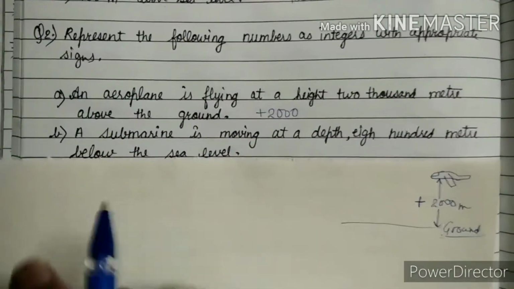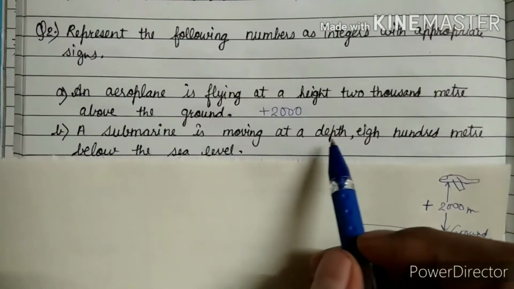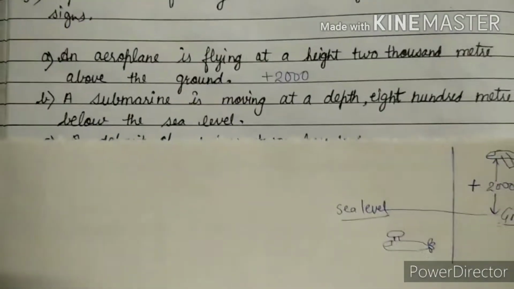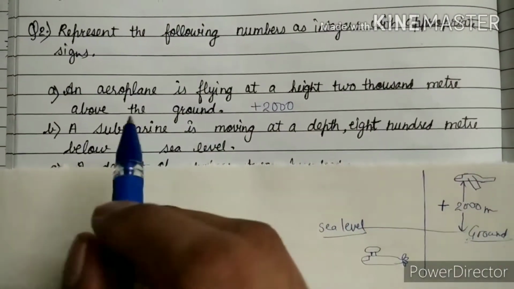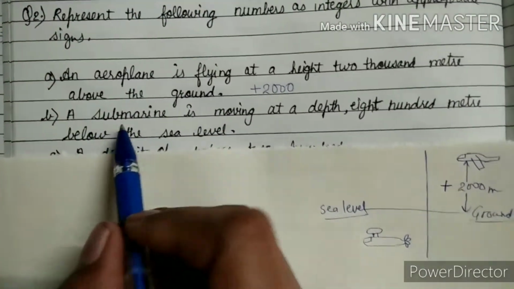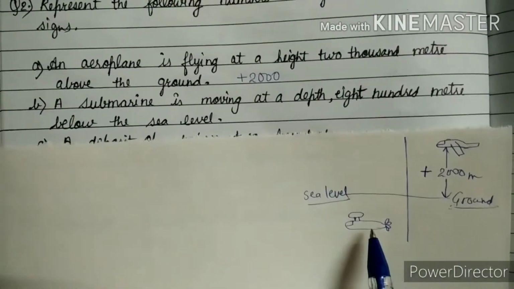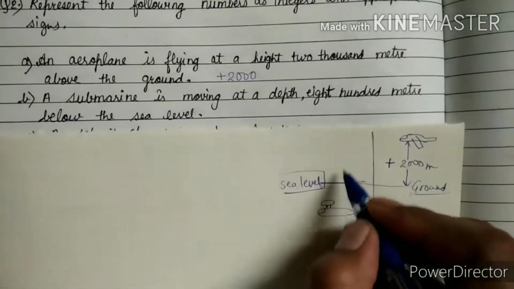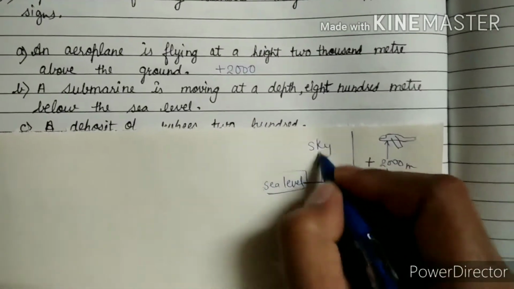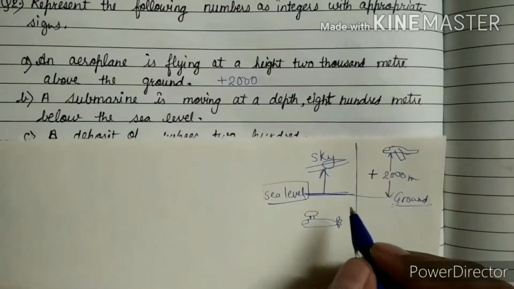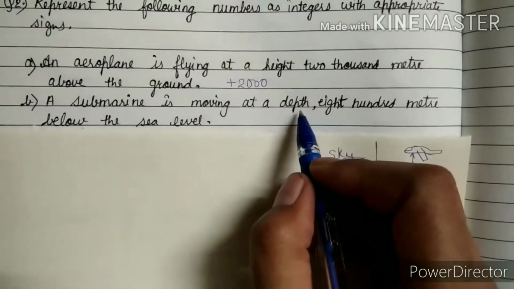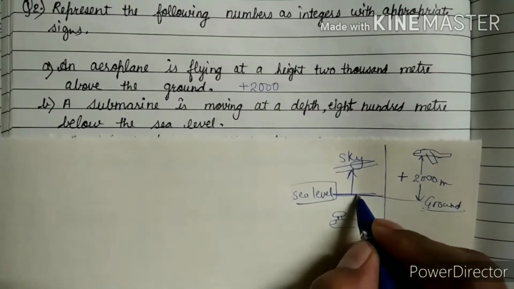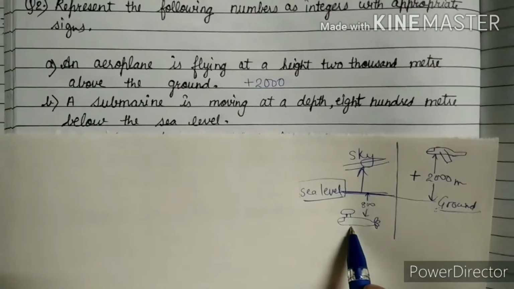Now second, B, a submarine is moving at a depth of 800 meter below the sea level. What is the meaning of submarine? A submarine is a special kind of marine vessel that is moving inside the water. If this line is showing the sea level, here is the sky and this is the sea level. So inside the sea at the depth of, it means how much at the downside? 800 meter. So here 800 meter, here is the submarine. This is the symbol of submarine.